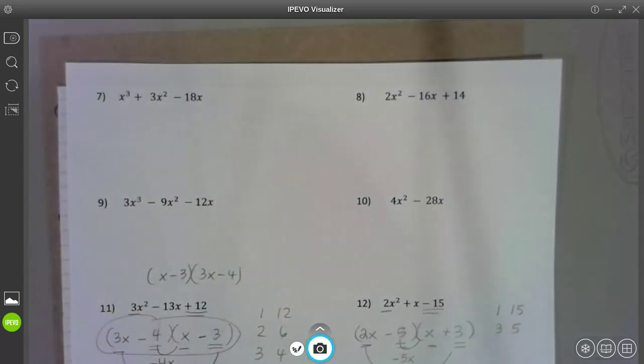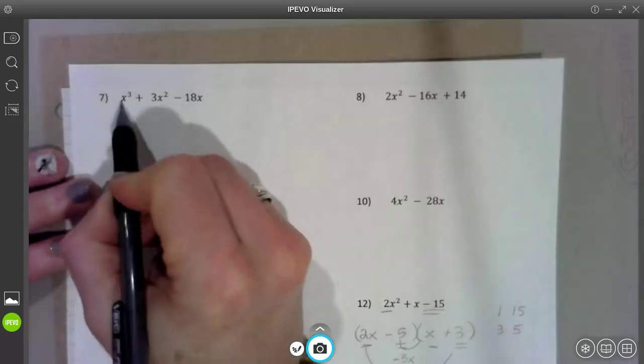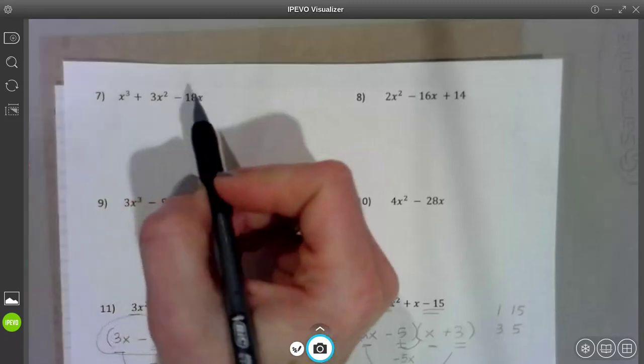So hopefully that will remind you, when something doesn't look normal, definitely don't forget to look for a GCF, because maybe by taking a GCF out, you can get this to look a little bit more normal. All right, so let's look for a greatest common factor. What does an x to the third, a 3x squared, and an 18x all have in common?